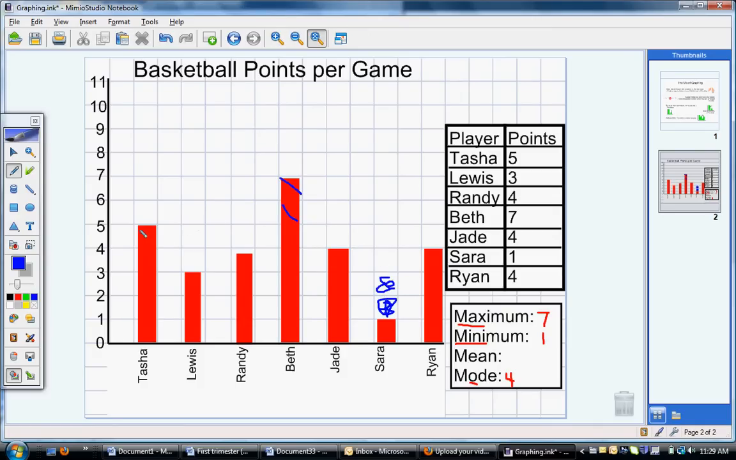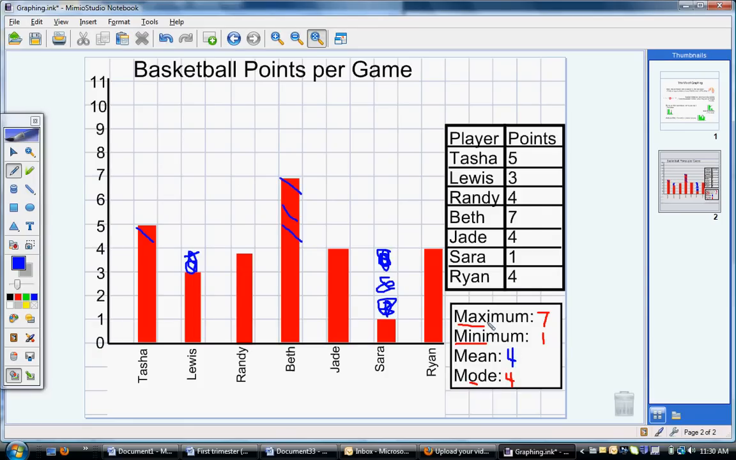Here I have another high one, so I'm going to break it off and put it in a low spot. And I have another high one, I'm going to break it off and put it in a low spot. Looking across now, every single one of my bars goes to the same height, and they're all exactly 4 tall. So the mean, the average score, is that they're all about 4 points per person.